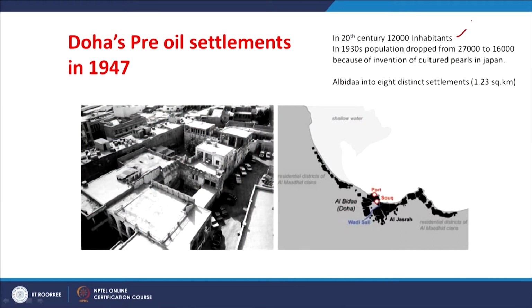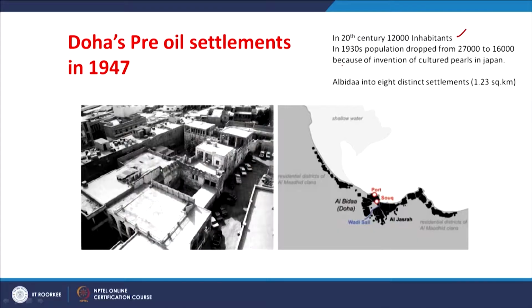And if you look at Doha's pre-oil settlements, before the oil was discovered there, in the 20th century there were hardly about 12,000 inhabitants, and in the 1930s the population dropped from 27,000 to 16,000. You know why? That is where we go back to the capitalist ideologies, where a new market also had an impact on population sizes, because of the invention of cultured pearls in Japan. Being a seashore settlement, they had been investing in the traditional pearl diving methods, but when Japan invented cultured pearls, this also had an impact on the demographic status.